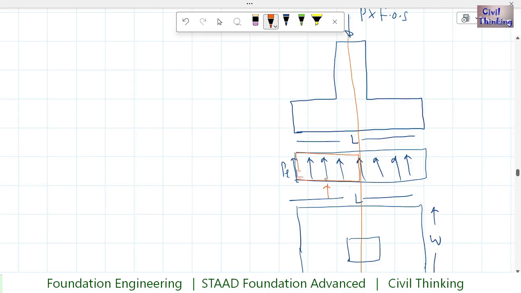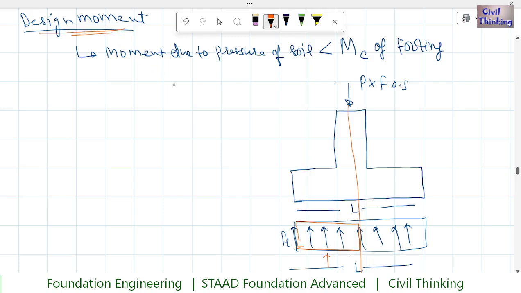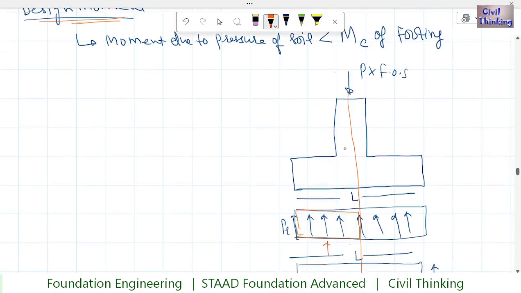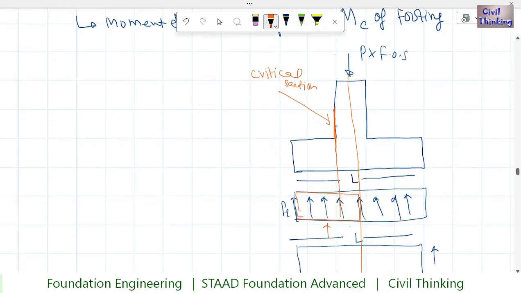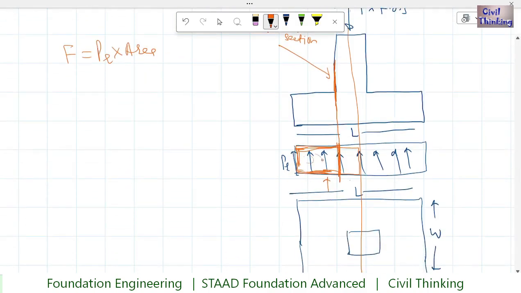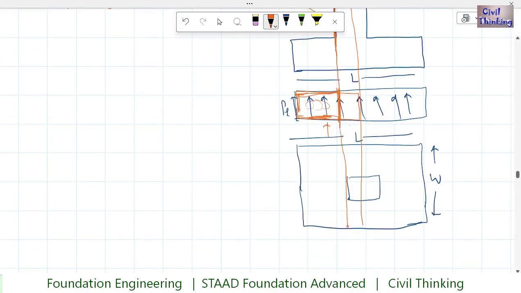So first of all, in the design moment check we select a critical face. In the design check, this lateral face is the critical section. So we do this moment check at this face. We have to check the moment at this point due to this pressure, so we only have to consider this much of the pressure diagram. Force is pressure multiplied by area, right? So what is the area here? The area here is this much.